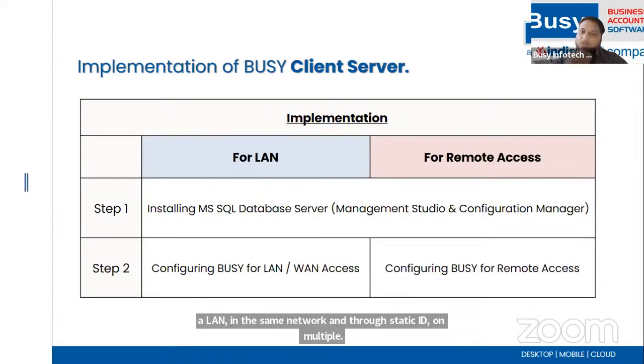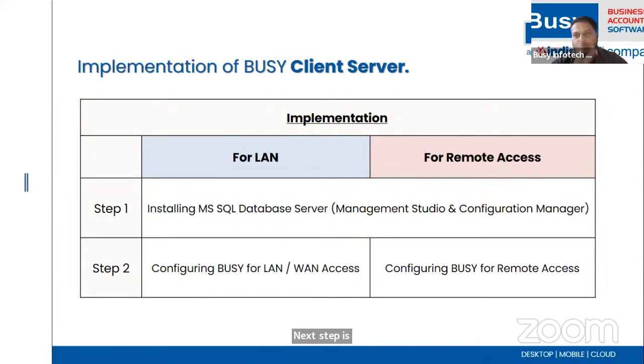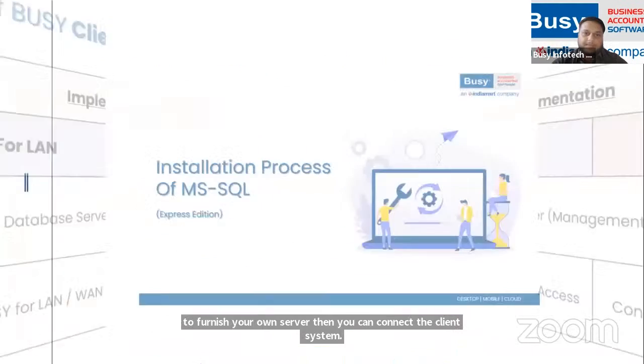Step one is you have to install the MS SQL setup, Management Studio and configuration. These two setups you have to install on the server system. In case of LAN, step two is you have to configure Busy on LAN, and then you can connect all the systems. In case of remote access, you have to configure the static IP on the server, and some port configuration you have to do on the server, then you can connect the client systems. So these two steps you have to follow for implementation of SQL.